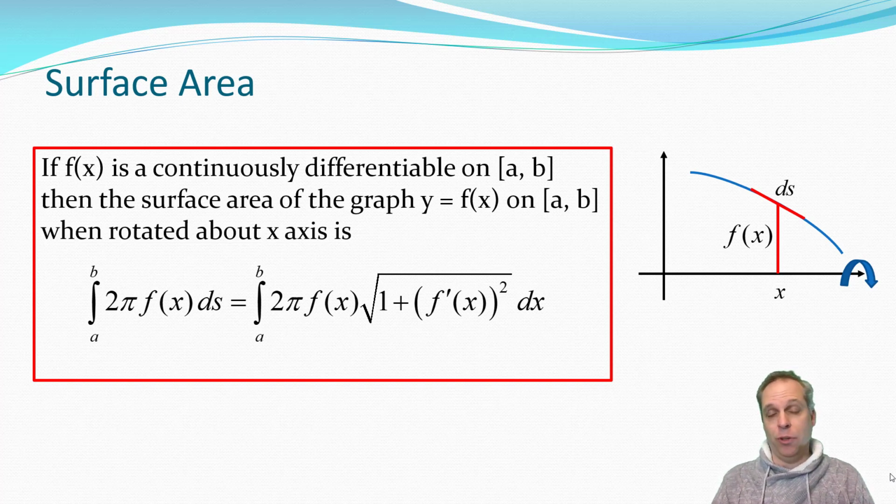So the surface area generated would then be the integration from A to B of 2 times pi times the function value times the square root of 1 plus the derivative squared dx.